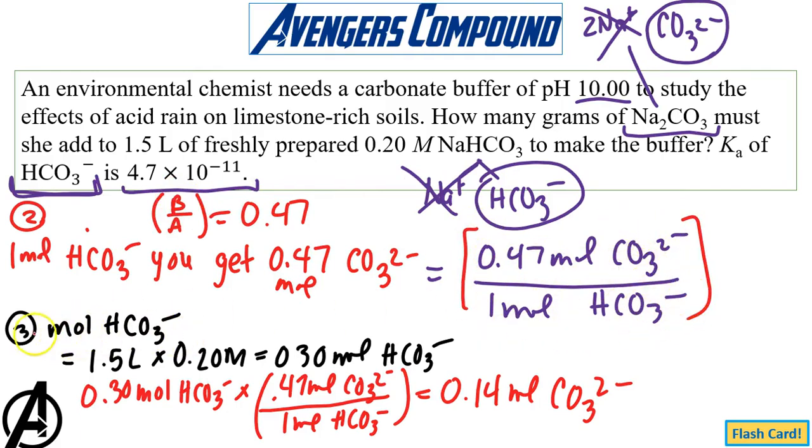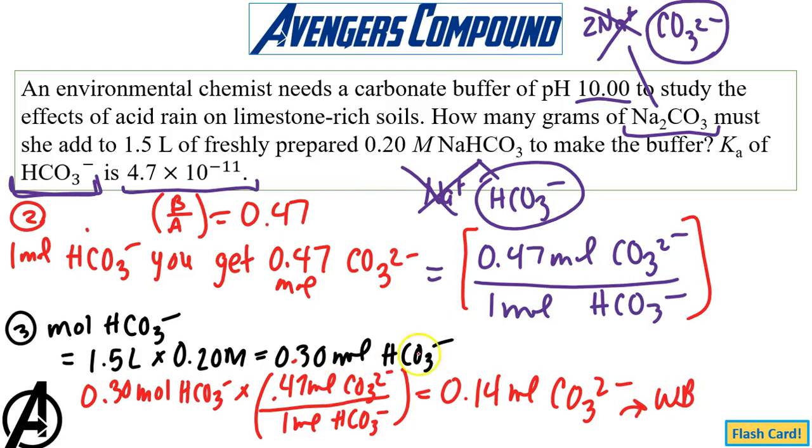To get the moles of HCO3 minus, going into step number 3 of what we saw preparing a buffer, I'm going to take my volume and multiply it by my molarity. So 1.5 liters multiplied by 0.20 molar is going to give me 0.30 moles of HCO3 minus, my weak acid. I'm going to take the moles of my weak acid, use my conversion factor to find the moles of my weak base. And so 0.30 multiplied by 0.47 divided by 1 is going to give 0.14 moles of CO3 2 minus. This is going to be my weak base.